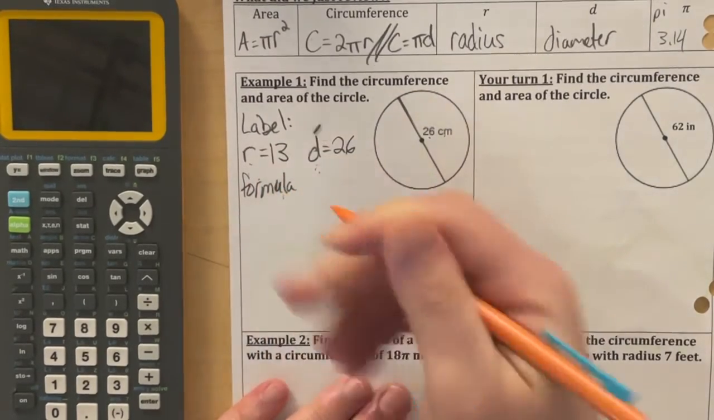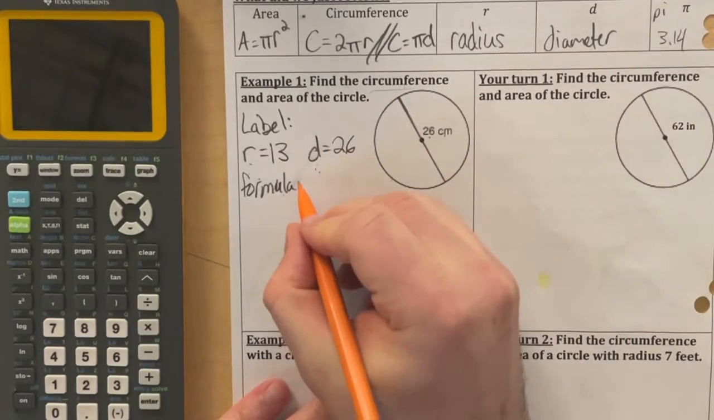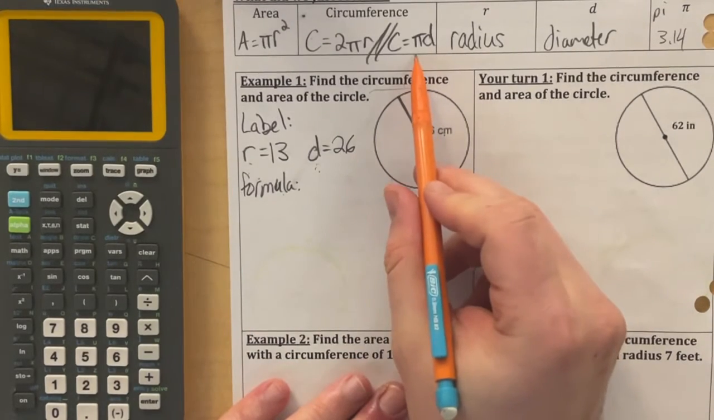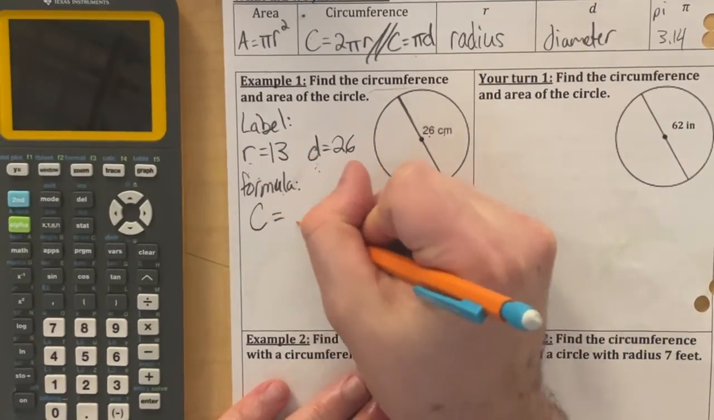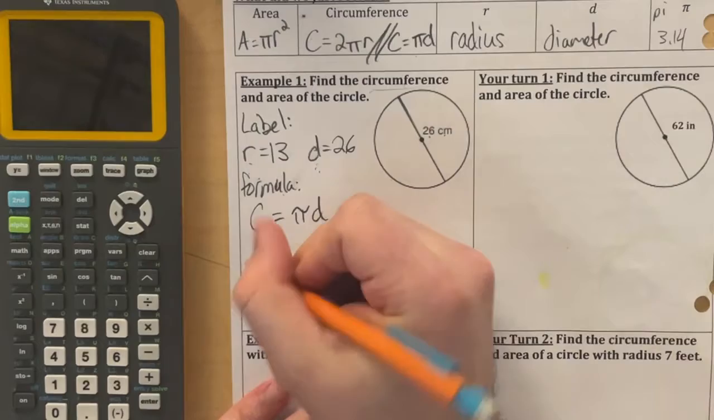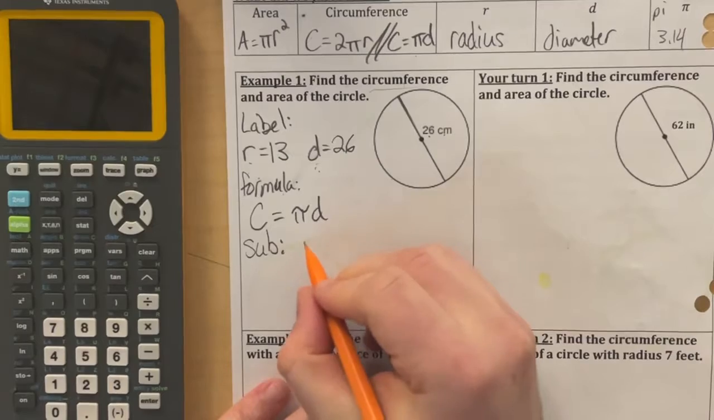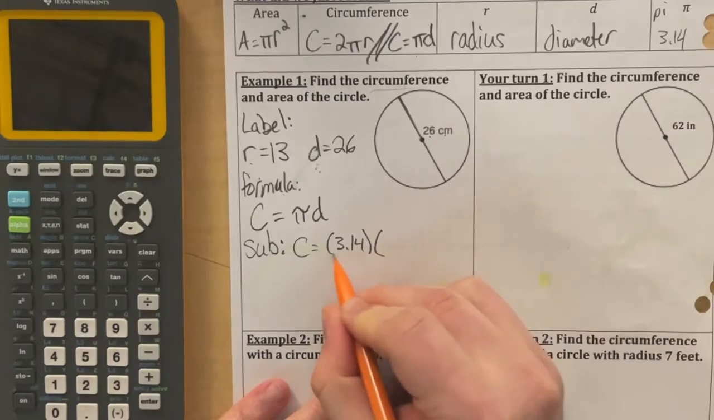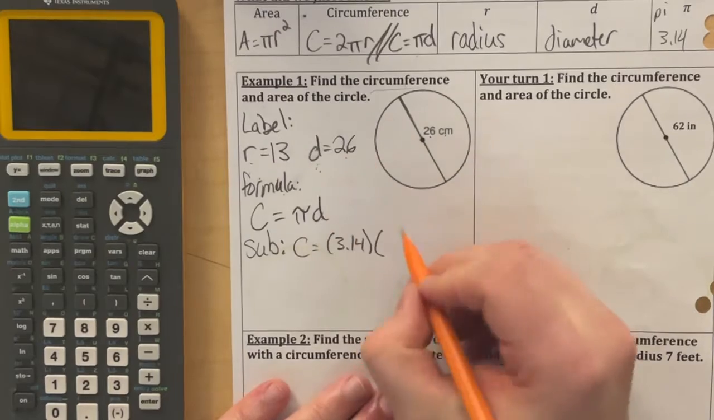So my formula, let's have, what does it say first? Let's find the circumference. So I'm going to just find the circumference. Let's just keep it simple and say I have the diameter, so the formula I have is circumference equals pi times the diameter. I want to substitute in my values for my variable, so I sub it in. Again, we're going to say circumference is equal to pi, so we have 3.14. Again, I use parentheses to show multiplication, so I have 3.14 times the diameter, which is 26.